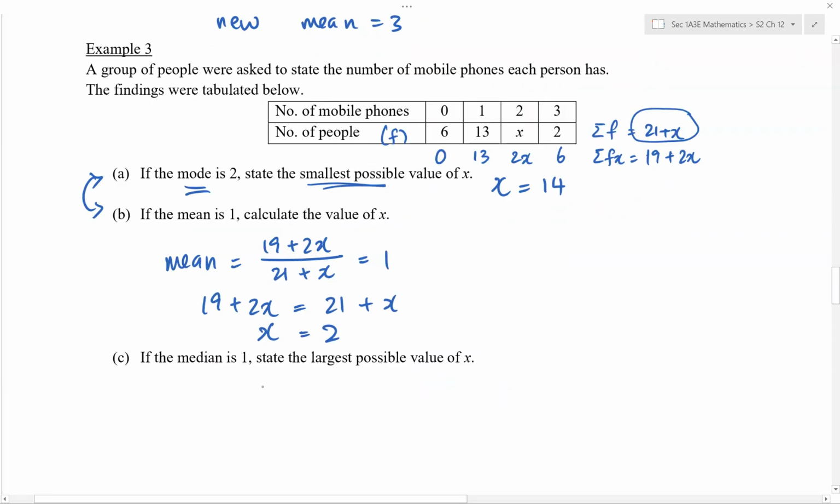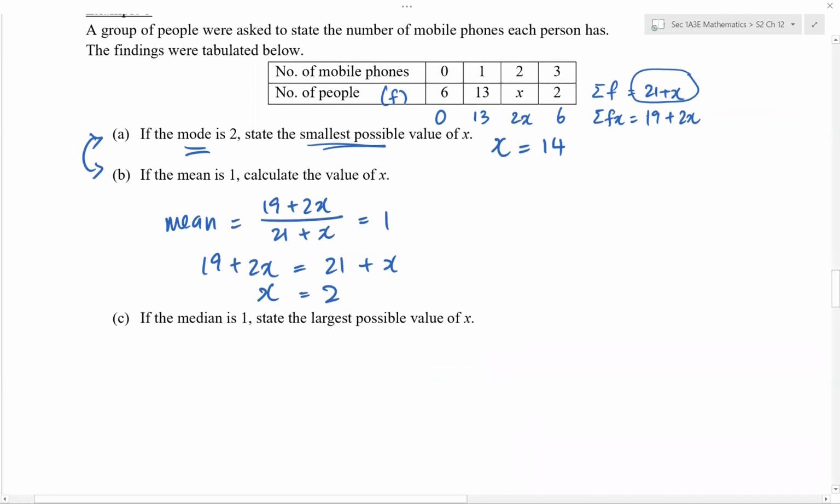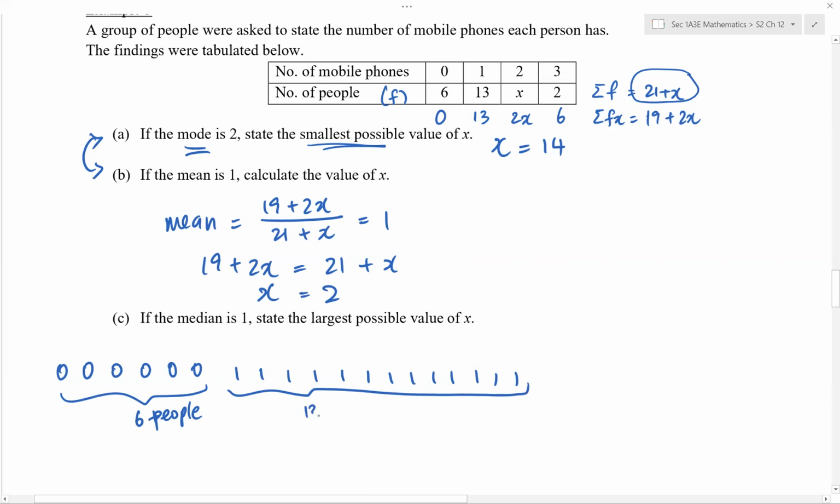Okay, so now the median is 1. State the largest possible value of x. Let us list down all the values so that we have a better understanding. 6 of them have 0 mobile phones: 1, 2, 3, 4, 5, 6. 6 people. We've got 13 of them with 1 mobile phone: 1, 2, 3, 4, 5, 6, 7, 8, 9, 10, 11, 12, 13. 13 people.